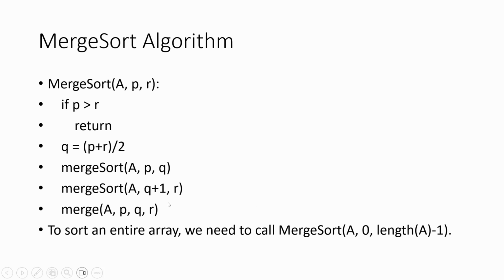So this final merging is going to happen up at the very end. So at some point you're going to reach the base case, and then you start combining. To sort an entire array, you're going to call merge sort on A. The starting point is 0, and then length of A minus 1, right? You don't want to go beyond the last element, you want up until the last element.